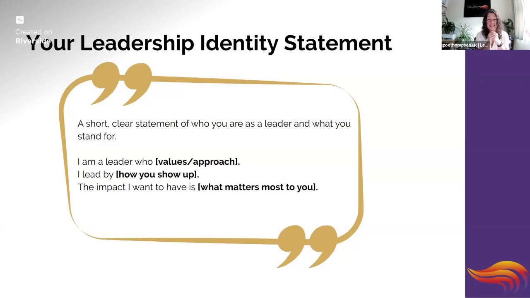We will revisit this over the course of the year, and we will definitely revisit this at the end of the 12 months to see how it might shift, how it might evolve, or maybe how you fully step into this identity.